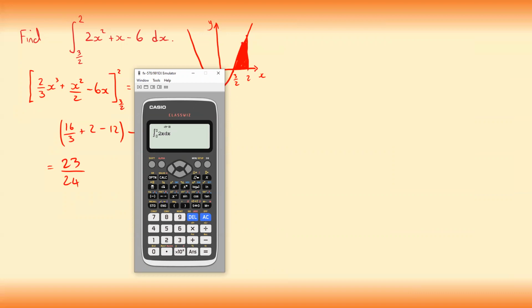So I've got 2x squared plus x minus 6, and I want to integrate that between 3/2, which I can put in as a fraction like that, and then the top limit is 2. If I press equals, there's my answer, and I didn't need to do too much, so it's a great check there. So that's using this button here, the integral.